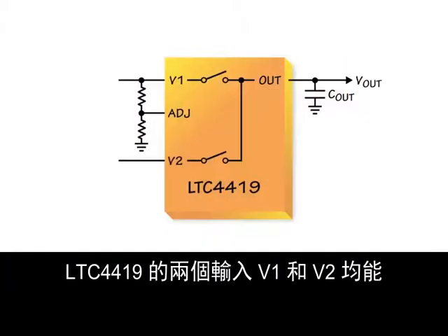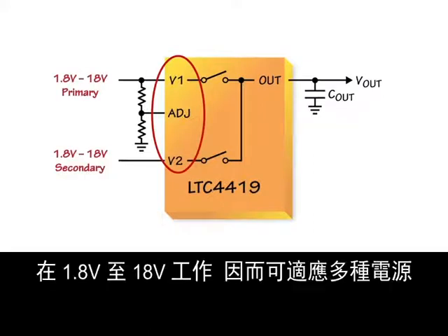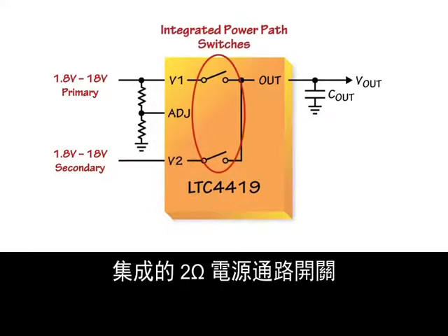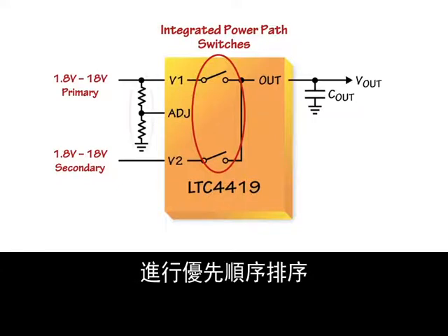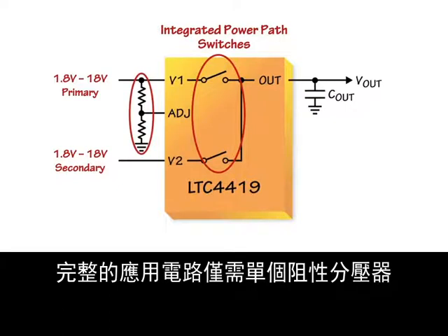Let's look at how the LTC4419 makes prioritization easy. Both of the LTC4419 inputs, V1 and V2, can operate from 1.8 volts to 18 volts, accommodating a variety of power sources. Integrated 2-ohm power path switches permit prioritization without the need for external MOSFETs. A complete application requires only a single resistive divider.